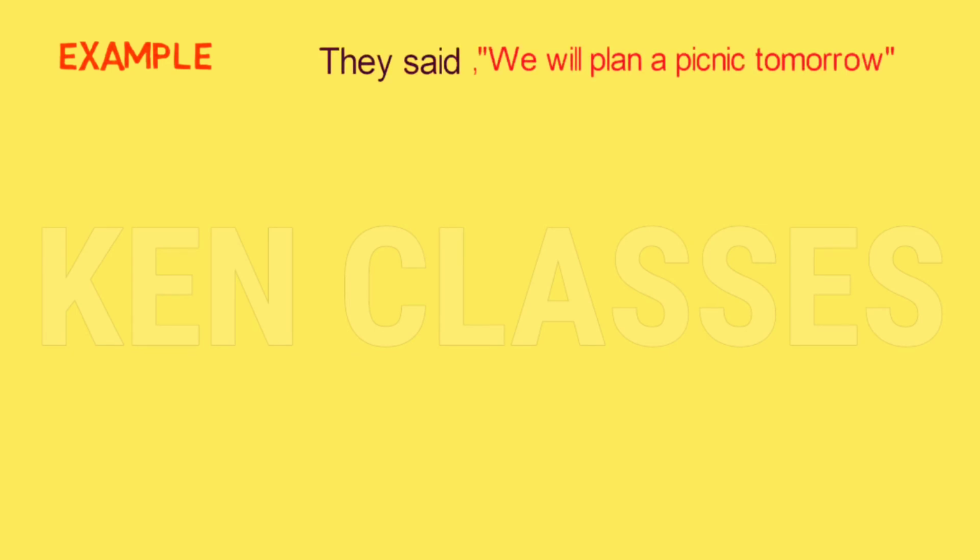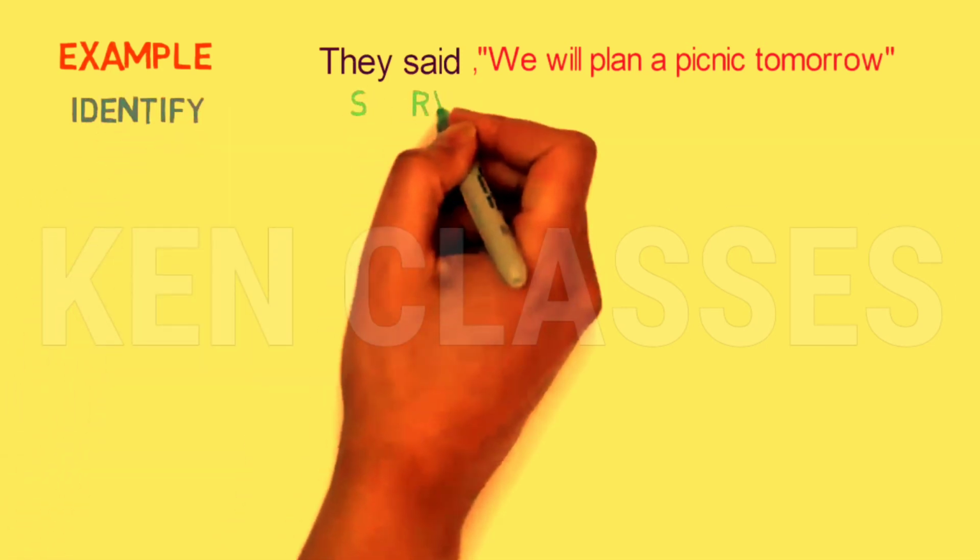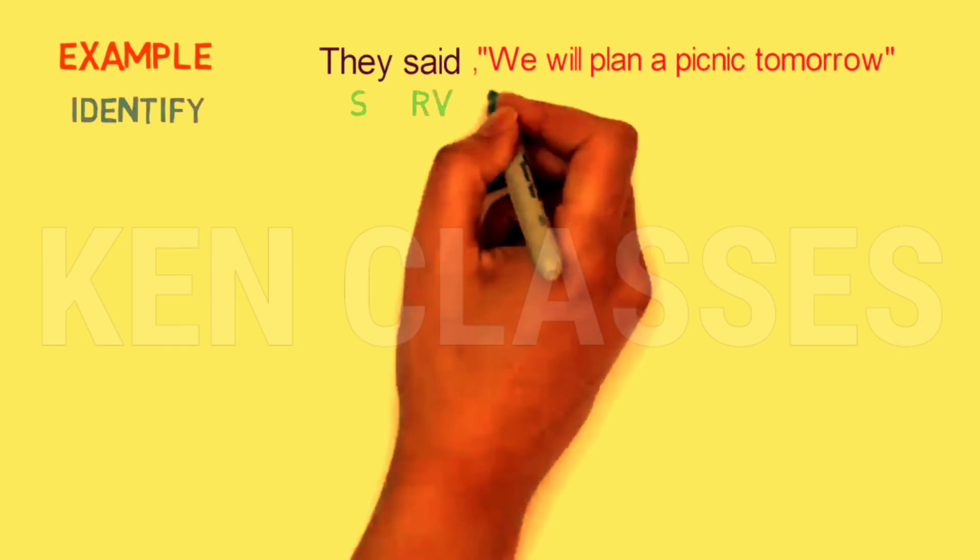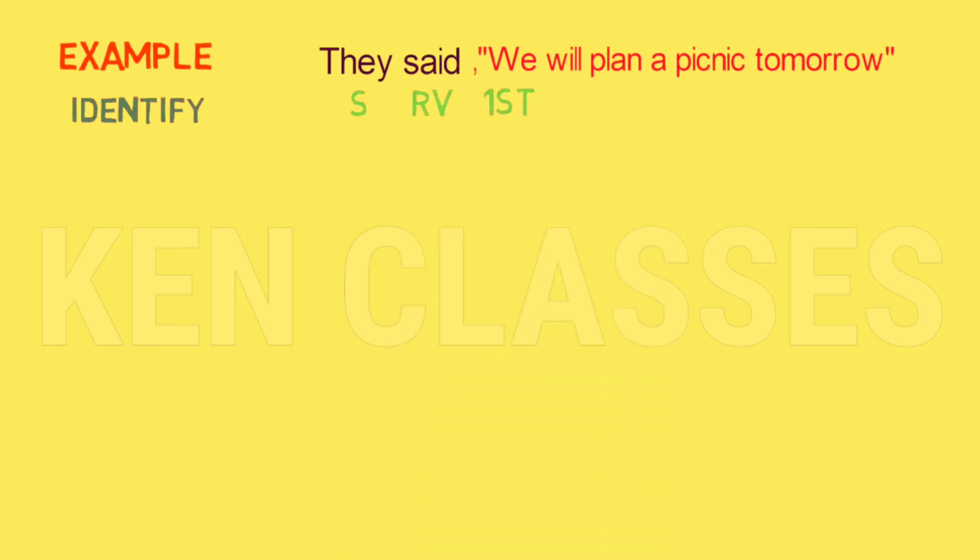Let's look into the next example. They said, we'll plan a picnic tomorrow. First step is identification. Here, they is the subject, said is the reporting verb, we is first person in the reported speech, and as said is in past form, we need to check the tense of reported speech. It is in simple future tense.